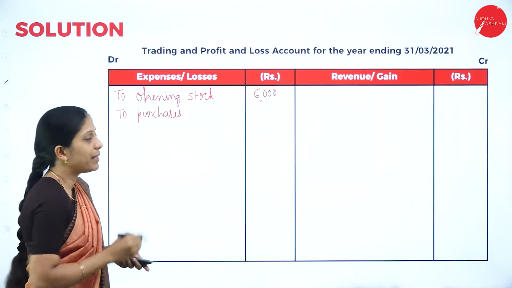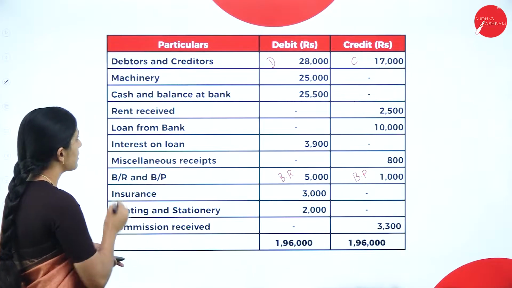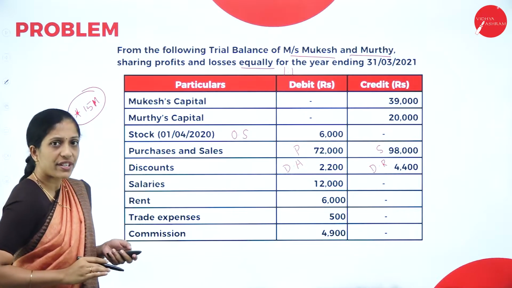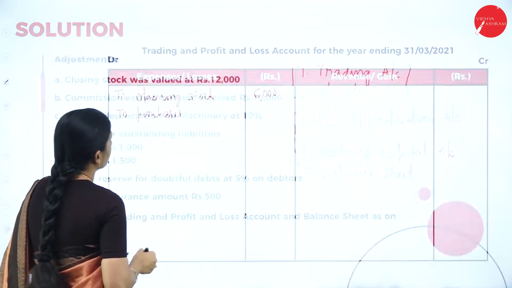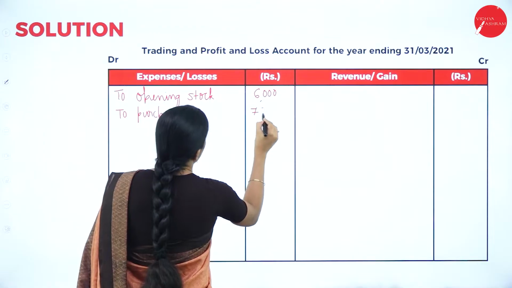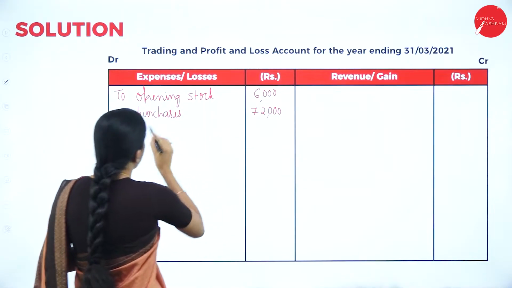Now, in this problem, let us see whether we have purchase return and sales return. So, we don't have purchase return and sales return. We have purchases. How much? 72,000. Next, what do you record?